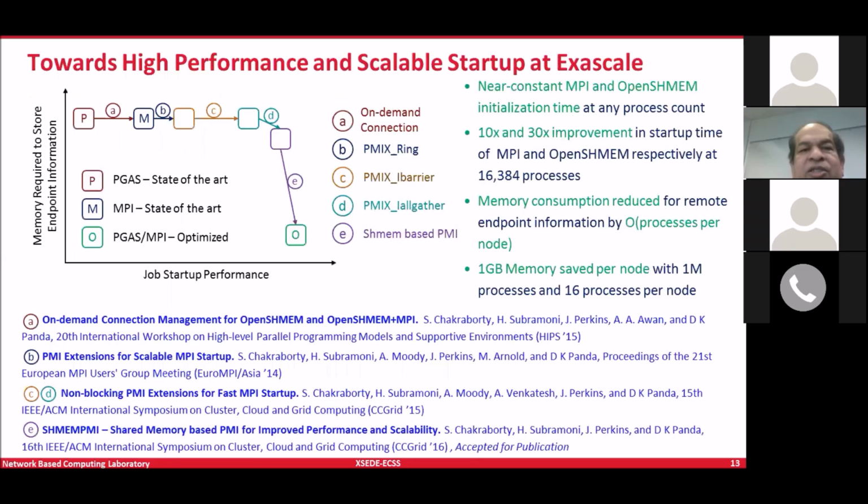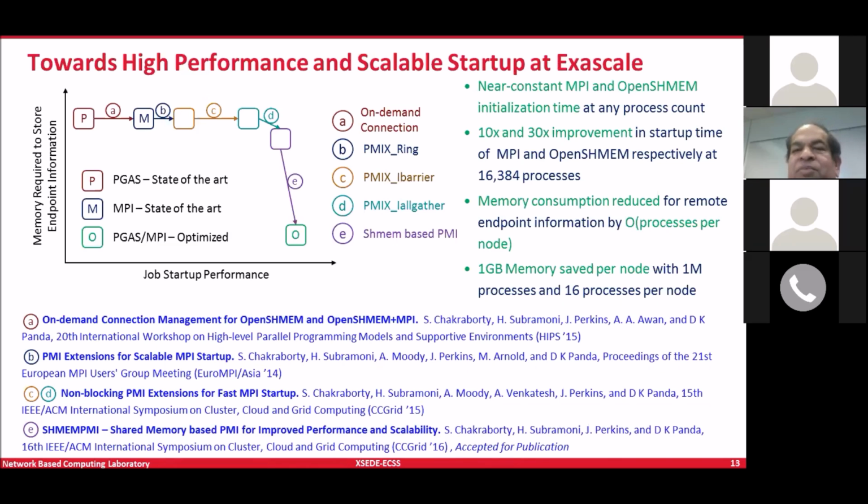So we'll start with job startup. As many of you know, as system sizes are continuously scaling, it is becoming a challenge even just to start up an MPI job. If you go back around 10 years, when the Ranger system was being deployed at TACC, at that time there was no MPI stack which was able to scale to that system. The job was just not even starting.